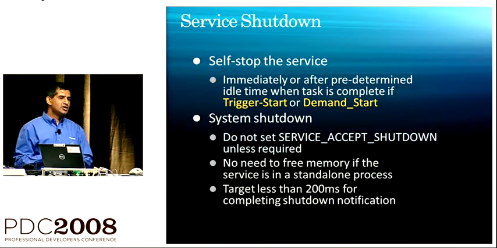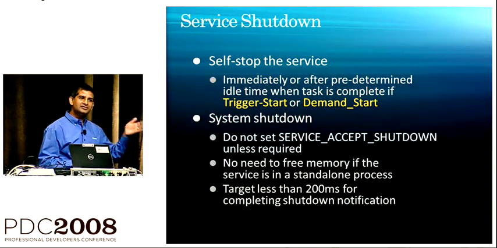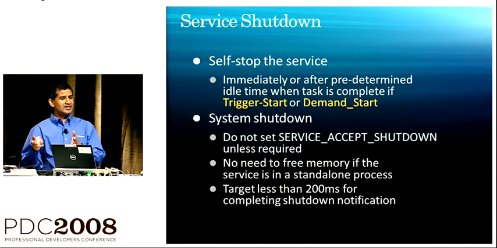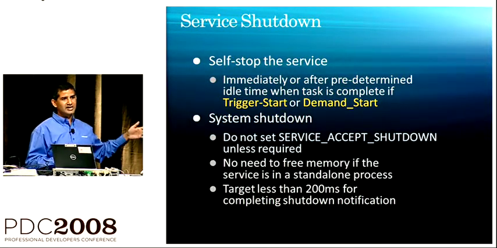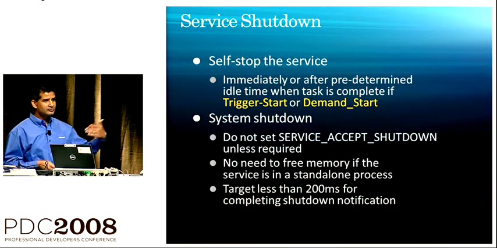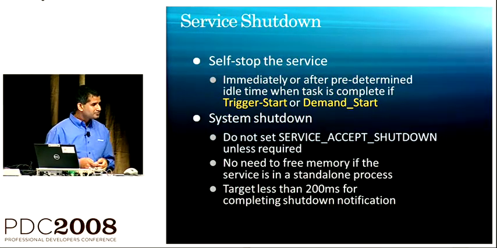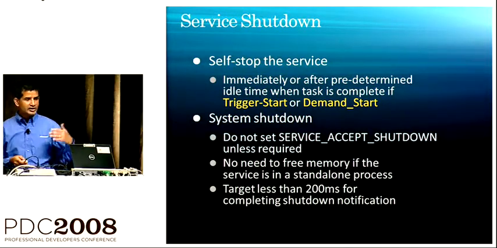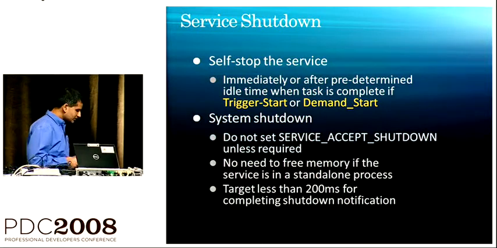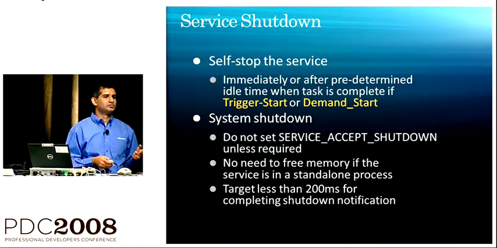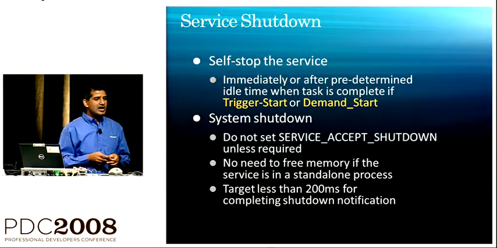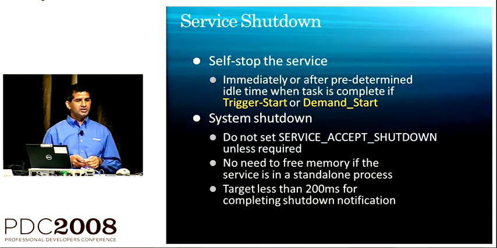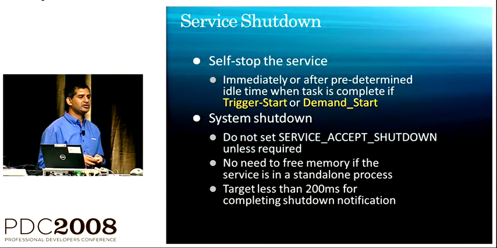So there are optimizations that services should do around not having too much work delayed until the actual service shutdown happens. So do not hold cache data until the service actually goes and shuts down. Try to have that cache data saved to disk at an opportune time. And also, if the service is running in an independent service host, then it's okay to not free memory. No need to free memory. And the target around service shutdown notification is 200 milliseconds. That's the number we recommend for services.